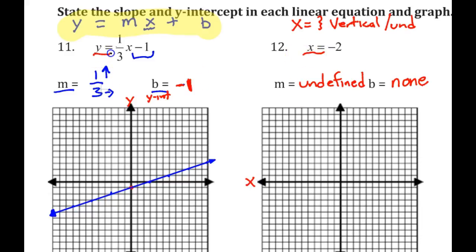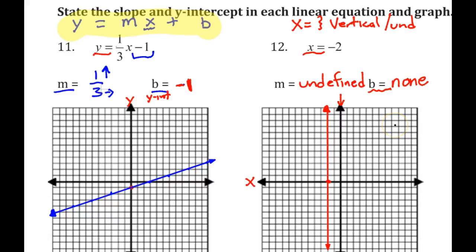When it was y equals, we started on the y-axis at -1. But if it's x equals, we're going to start at that number. So start at 0 here, and to go x = -2, you have to go 2 to the left. And it's a vertical line, so you just draw a vertical line. And you can see it's parallel to the y-axis, and that's why there is no y-intercept here. It never will cross the y-axis.